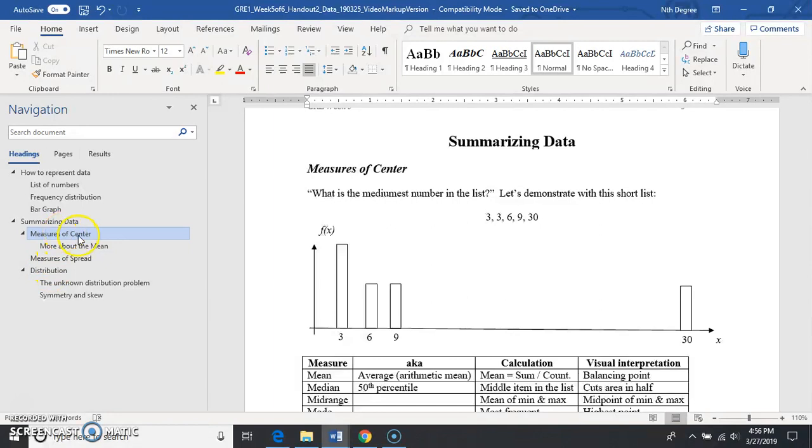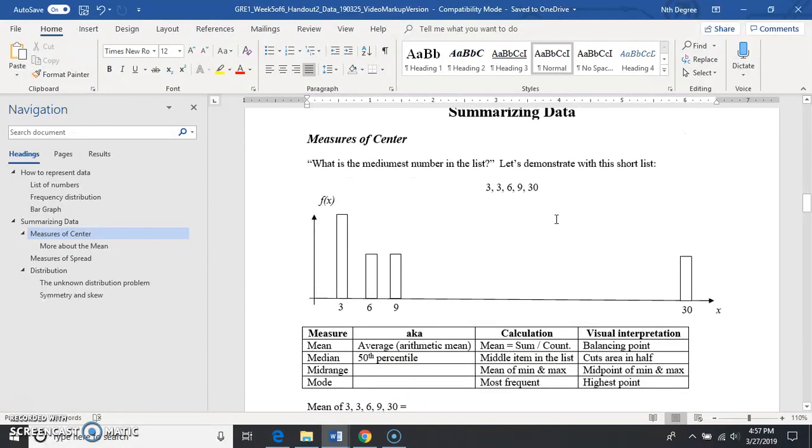The first one is measures of center, and like I said, the measures of center answer this question: what is the mediumest number in the list? In other words, a measure of center is a one-number summary of a long list of numbers. If you had to summarize this list with just one number, what would be a good number to pick?